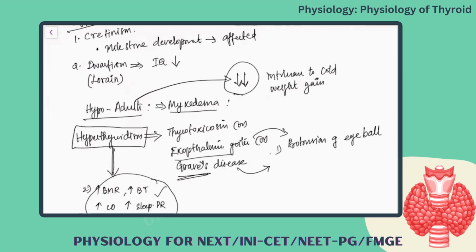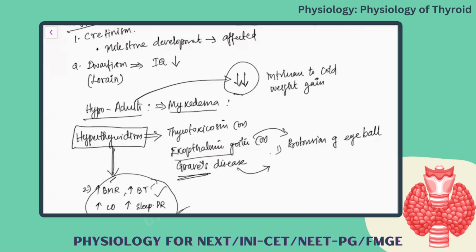Hyper is increase. So the BMR, body temperature, cardiac output, everything is increased except weight, which is decreased. And vice versa, hypo is decreased: BMR, cardiac output, heart rate, pulse rate, everything is decreased except weight gain. Okay, and here the person has intolerance to heat. Hyper, increased temperature, intolerance to heat. Hypo, low temperature, intolerance to cold. Okay, just an easy way to remember.